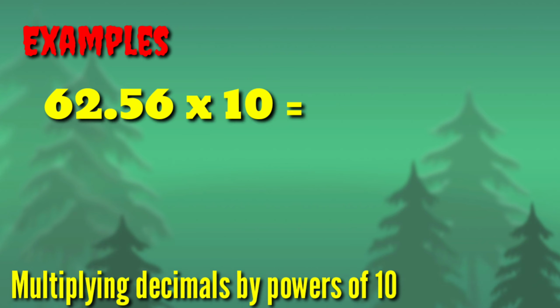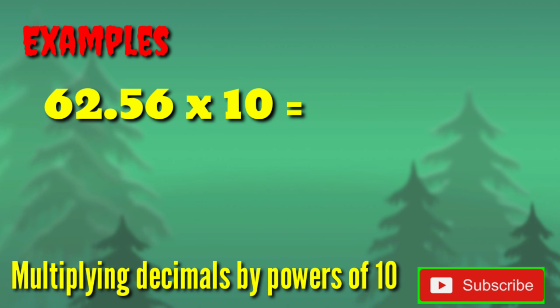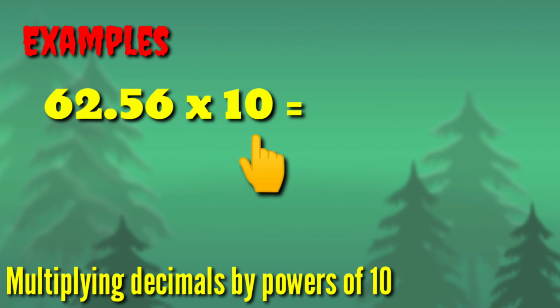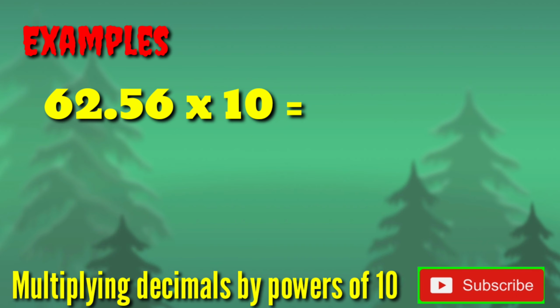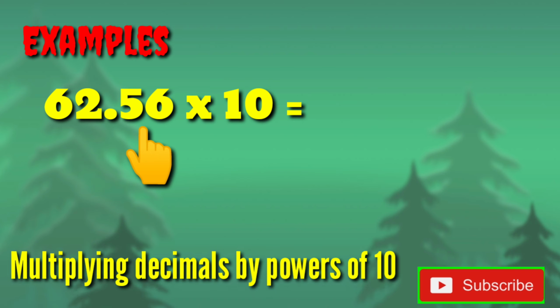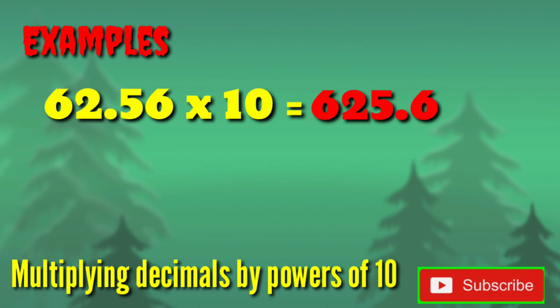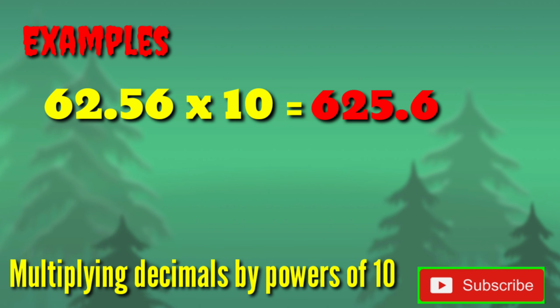Examples. 62.56 times 10. How many zeros are there in 10? It's only 1. So let's move the decimal point once. The answer is 625.6.